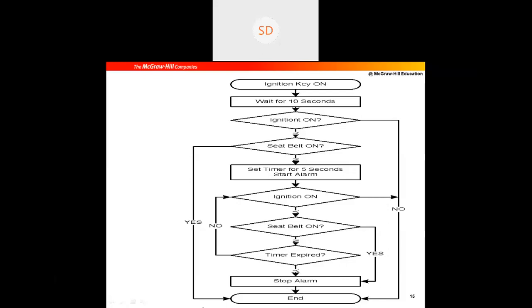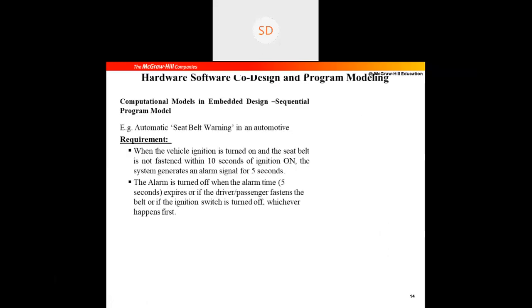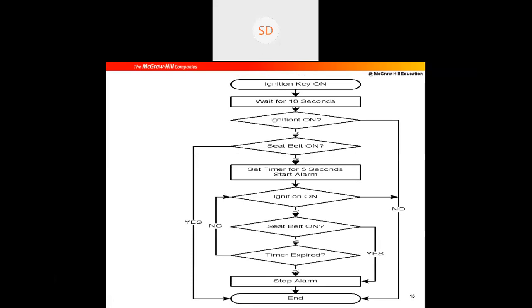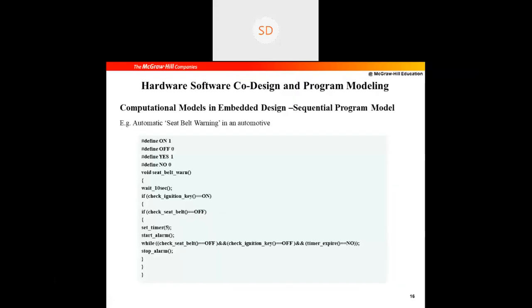sequential programming. Okay, so this is a simple program of the previous example. Based on the flowchart, they're supposed to program. So we can just check it out. They define ON as 1, in the sense ON is equal to 1. Similarly, define OFF as nothing but 0. Define YES is also 1, true condition. Define NO as nothing but 0. This is the program for the seatbelt system itself.